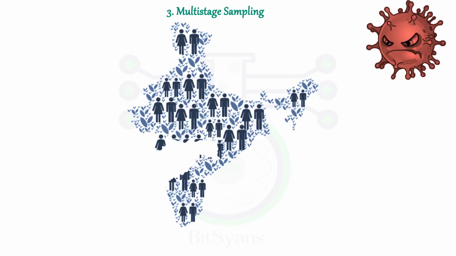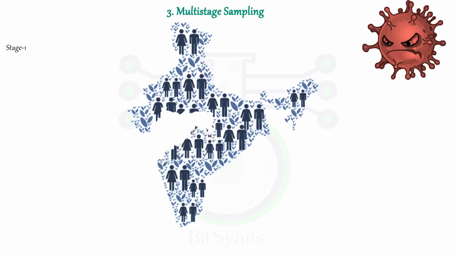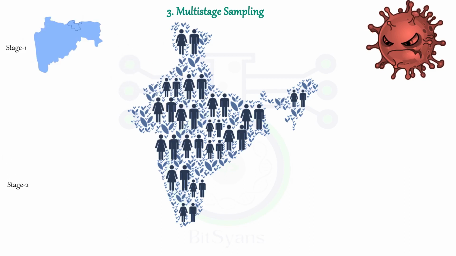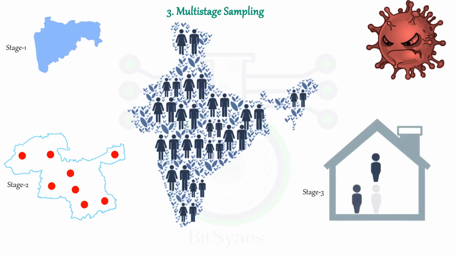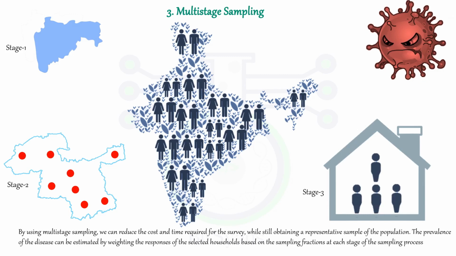First, we can divide the country into regions, such as states. We can then randomly select a few regions from the country. Next, within each selected region, we can randomly select a few districts. Then, within each selected district, we can randomly select a few towns or villages. Finally, within each selected town or village, we can randomly select a few households. We can then survey all the members of the selected households to determine if they have the disease.